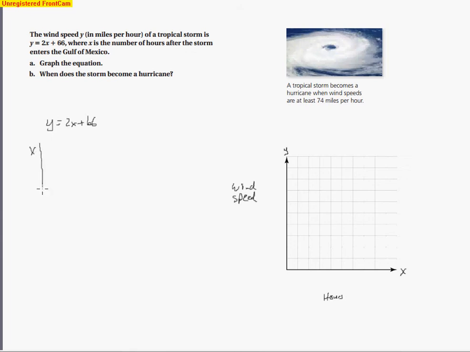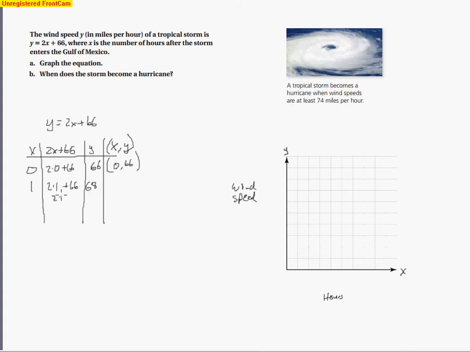So I'm going to come up with some x values, and I'll start off with 0. And I'll plug that number into the equation, come up with a y value, and come up with an ordered pair. So I'm going to pick 0 instead of a negative because you can't have negative hours. So I've got to start off with something that would make sense here. So 0 would work out. And so 66 would be my value for what the wind speed was at 0 hours. So 0 and 66. And then at 1 hour, 2 times 1 plus 66 makes 2 plus 66 makes 68.